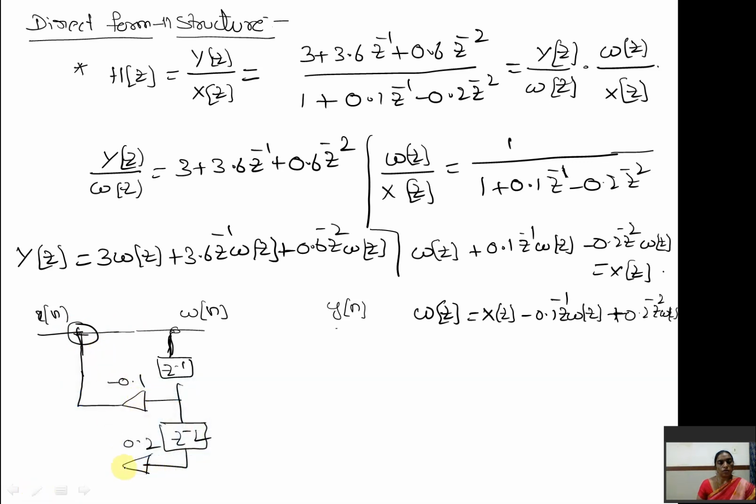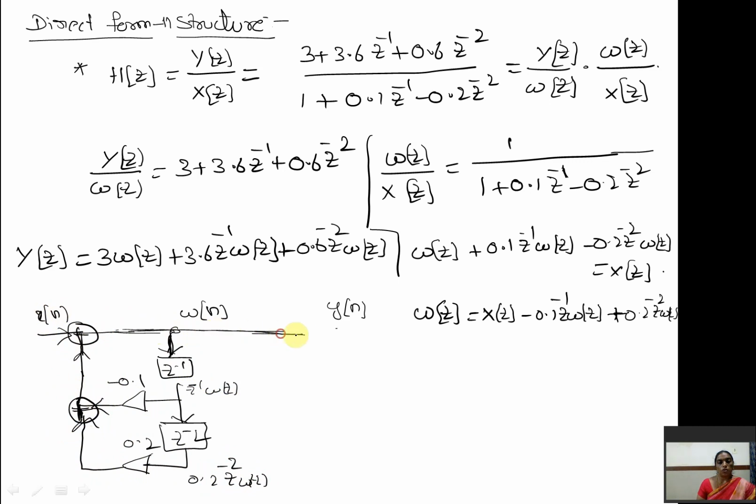Add this one with this, and then here also use the adder. So W of n is nothing but z inverse of W of z into minus 0.1, added to 0.2 z power minus 2 W of z, and that is also added to X of z. In this way, just finish this part.